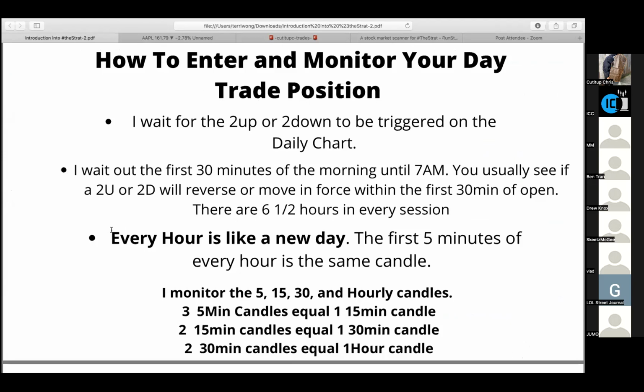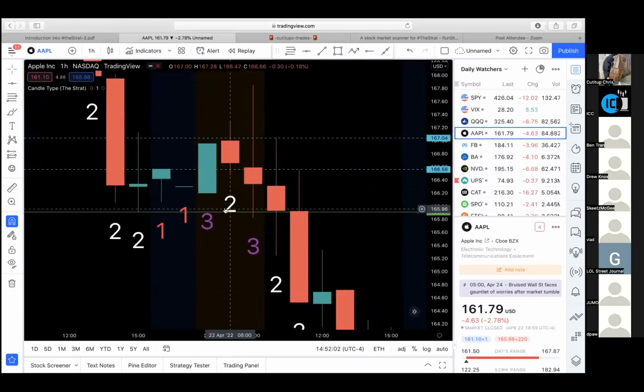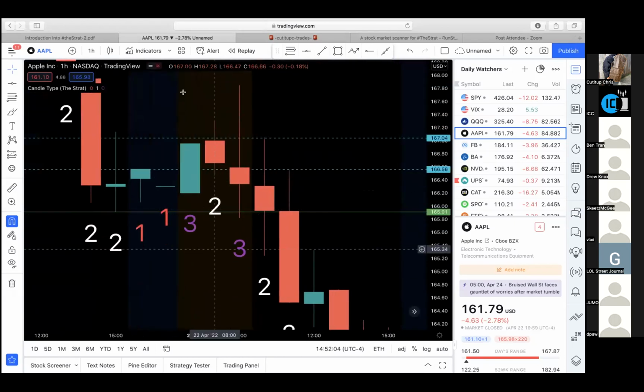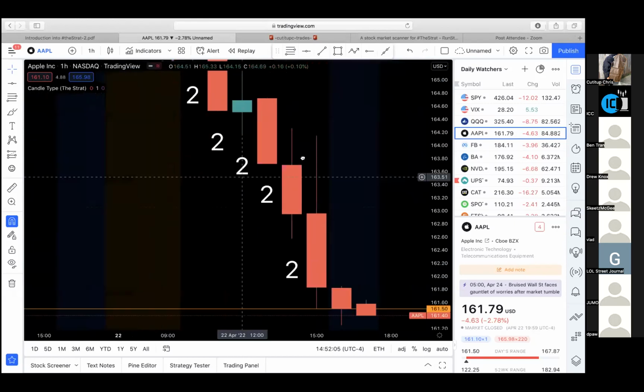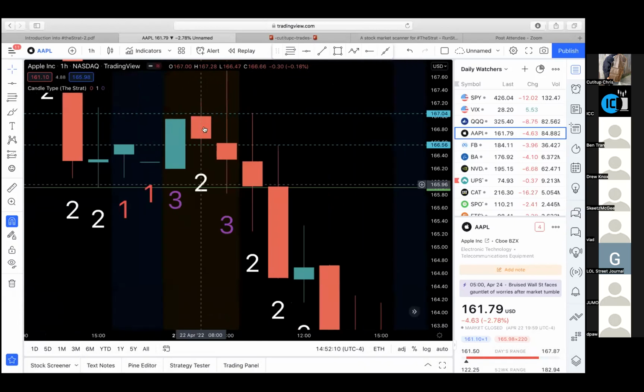I'll break it down. Every hour is like a new day. The first 5 minutes every hour is the same candle. Let's say, I'll just use the most recent one. So right here, this is a failed 2 up, and then we went 3 right here. So let's analyze this 3 actually on the hour.